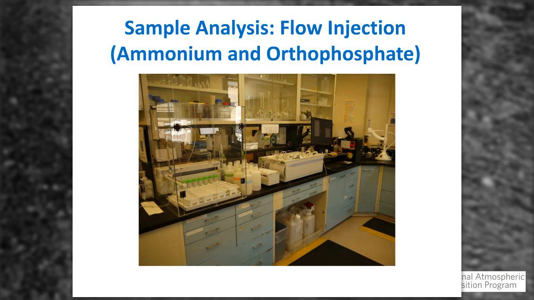This first picture here is our flow injection colorimeter. What you're seeing is left to right. The samples are stacked up in the rack to the left. They're injected into the horizontal rectangular box to the right next to the computer screen, and they flow through. And this is to measure ammonium and orthophosphate ion, that's NH4+ and PO4 3- on your reports.